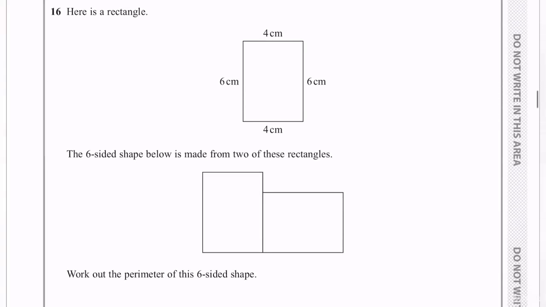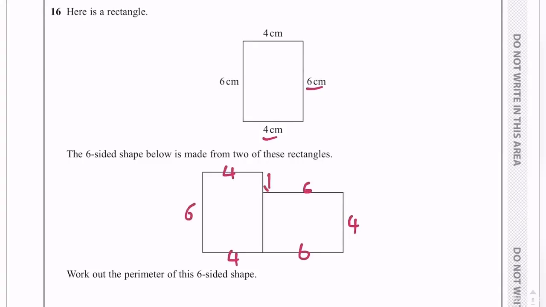Right, here is a rectangle. It says the six-sided shape below is made using two of these rectangles. Work out the perimeter. So we've got the lengths and widths here of 6 and 4, so we can label the ones that we can see. We've got 4, 6, 6, 4, 6, another 4.